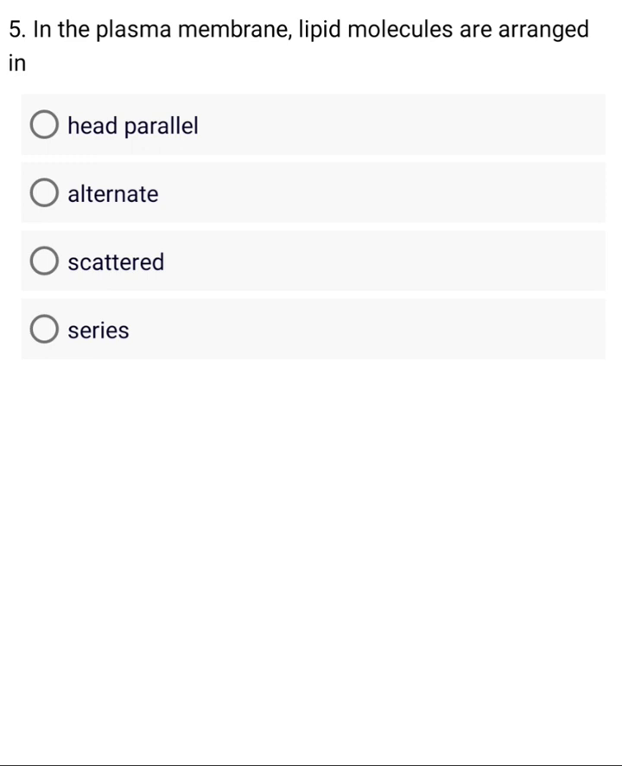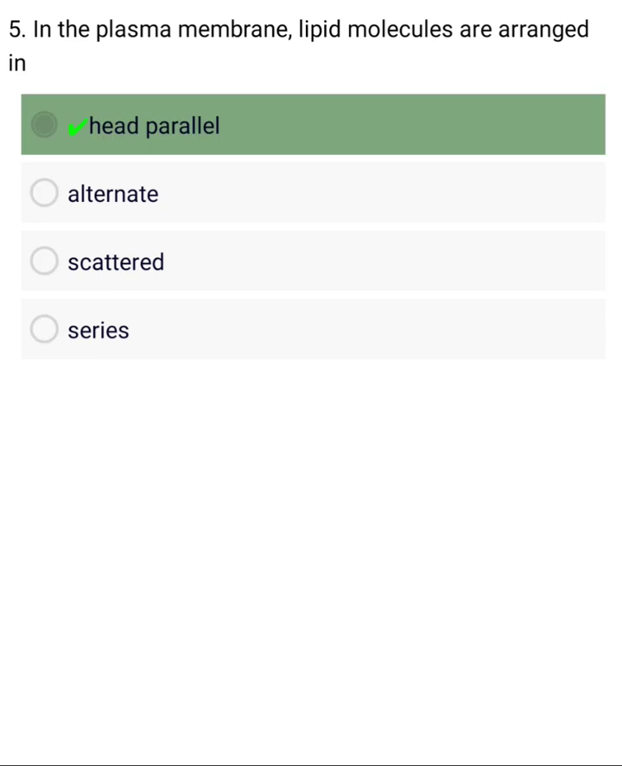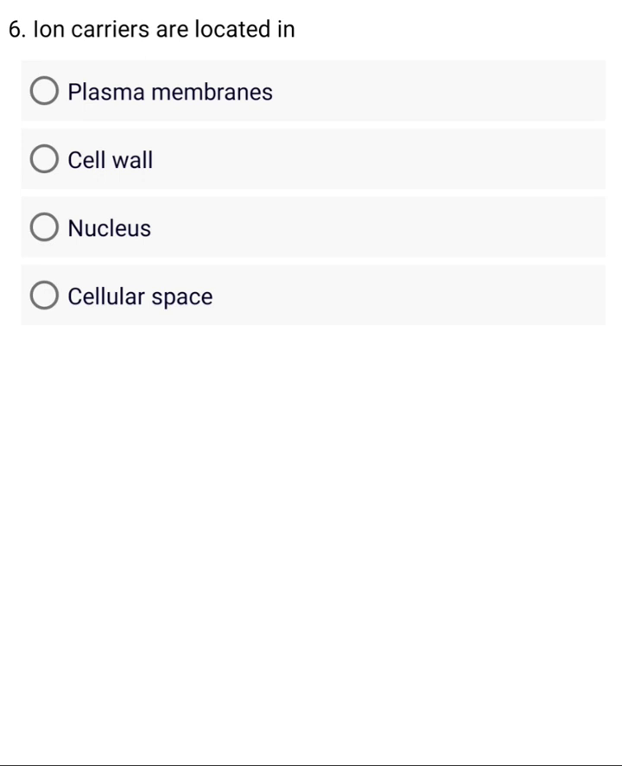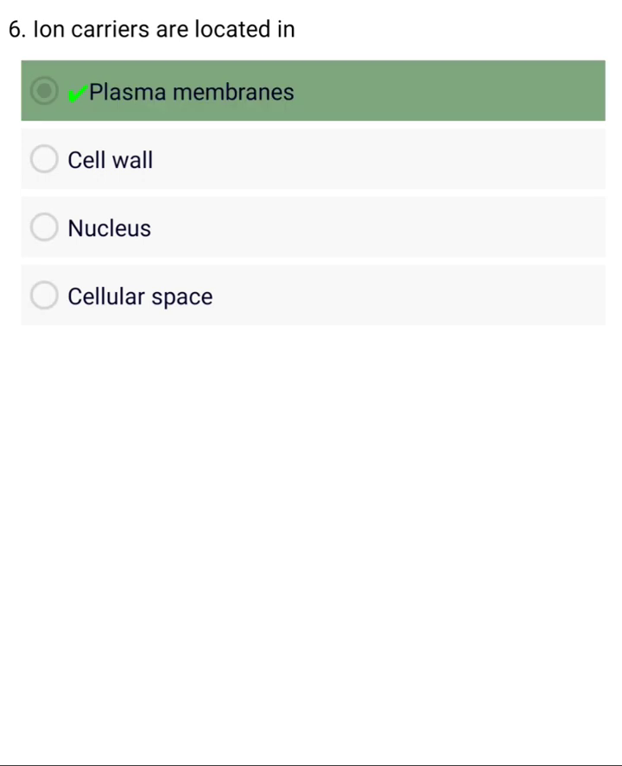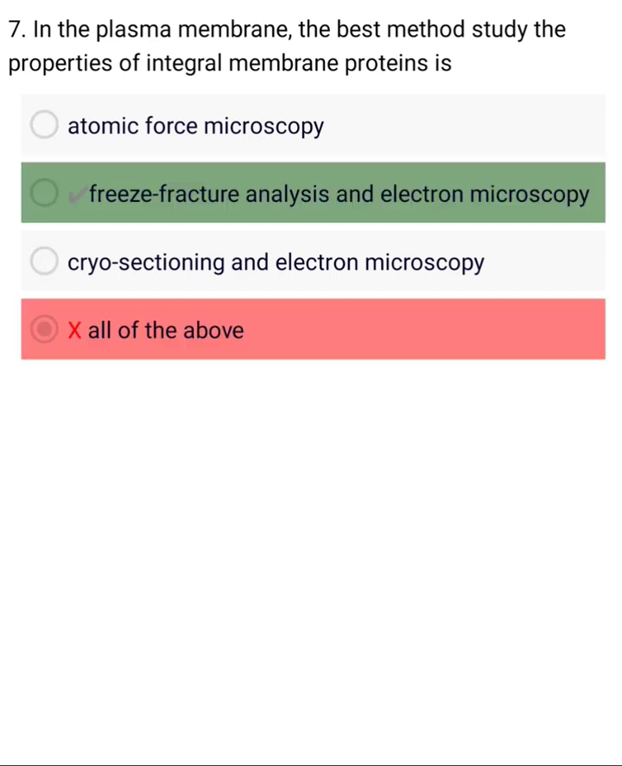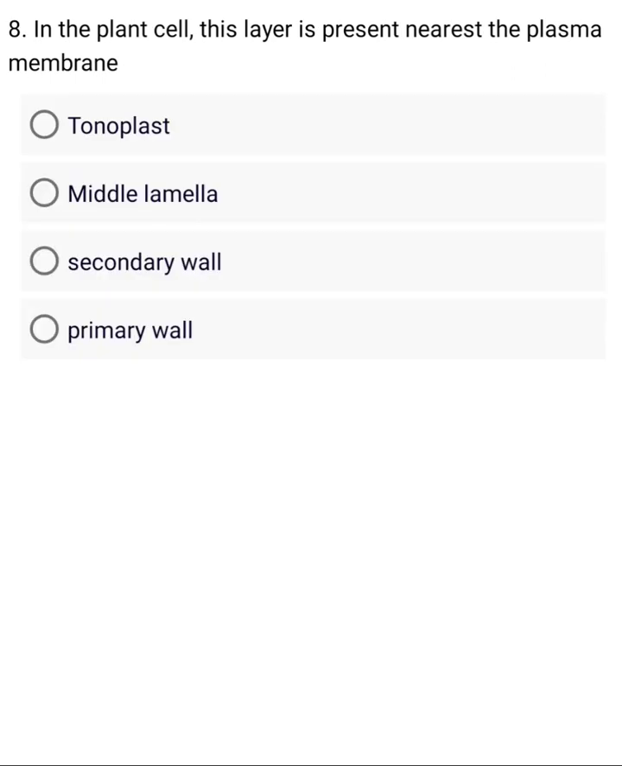Head parallel. B. Alternate. C. Scattered. D. Series. Right. Ion carriers are located in A. Plasma membranes. B. Right. In the plasma membrane, the best method to study the properties of integral membrane proteins is A. Atomic force microscopy. B. Freeze fracture analysis and electron microscopy. Wrong. In the plant cell, this layer is present nearest the plasma membrane.